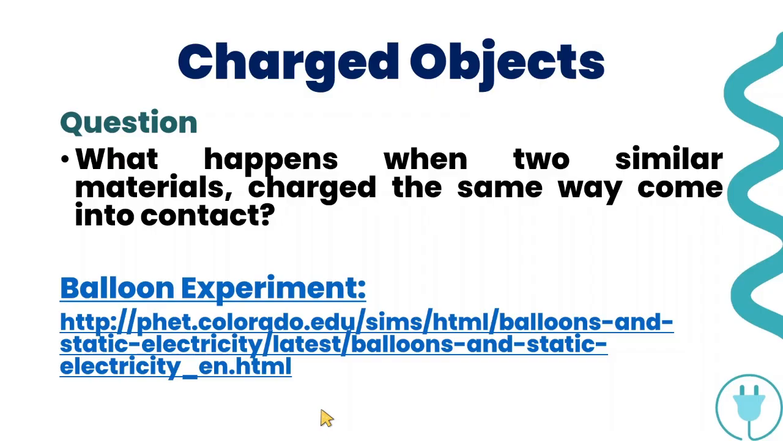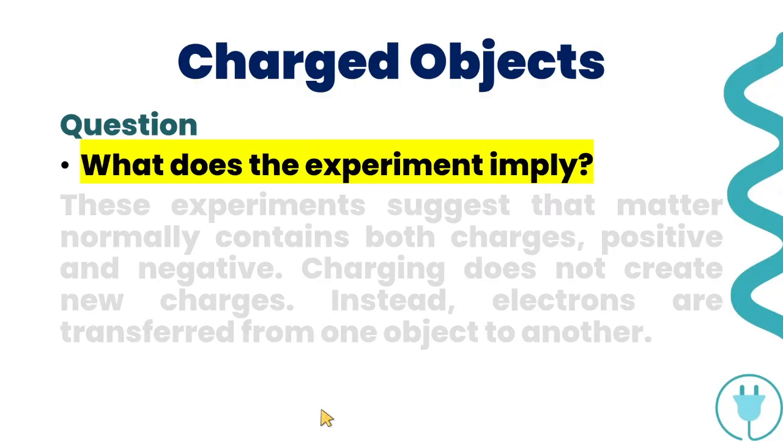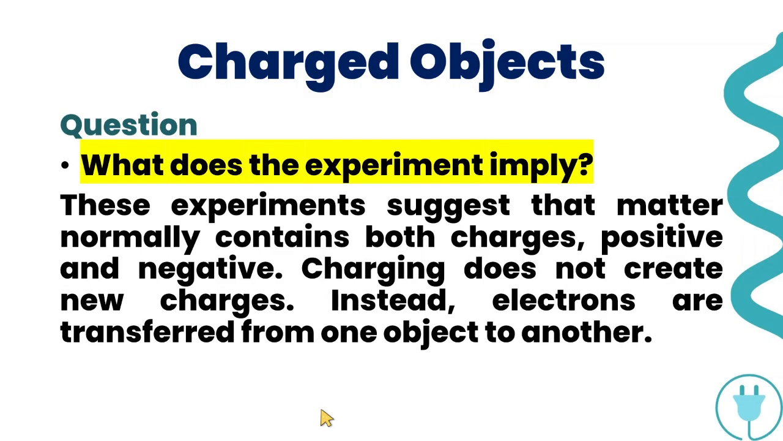So what does this observation tell us? What do you observe? What does the experiment imply? These experiments provide evidence that electrons are being transferred. Charging does not create new charges, and again, electrons are transferred from one object to another.